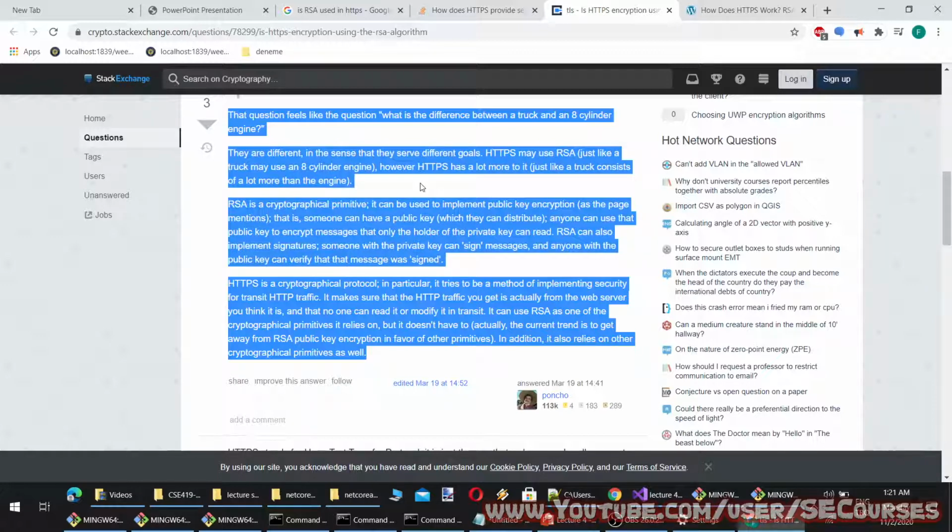HTTPS is a cryptographical protocol. In particular, it tries to be a method of implementing security for transit HTTP traffic. It makes sure that the HTTP traffic you get is actually from the web server you think it is, and that no one can read it or modify it in transit. It can use RSA as one of the cryptographical primitives it relies on, but it doesn't have to. Actually, the current trend is to get away from RSA public key encryption in favor of other primitives. In addition, it also relies on other cryptographical primitives as well.